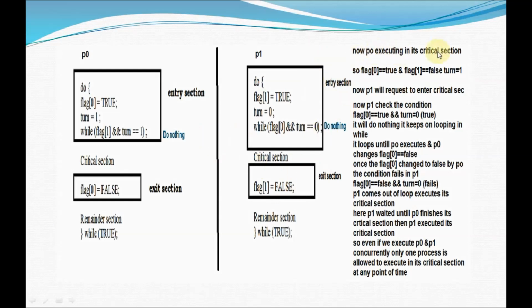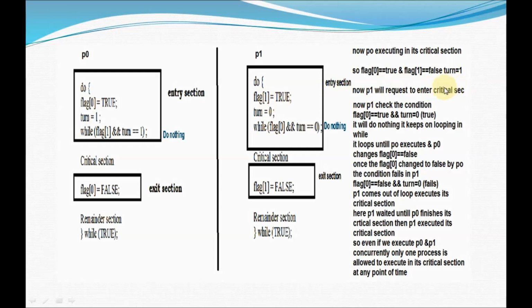So now P0 is executing in its critical section. It has changed the value of flag 0 to true, and it has changed the value of turn to 1. So flag 0 is true, flag 1 is equal to false, and turn is equal to 1.